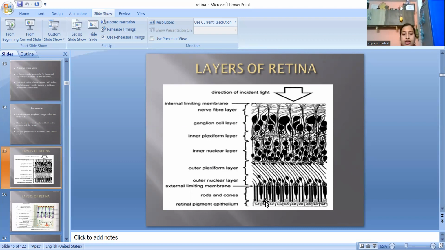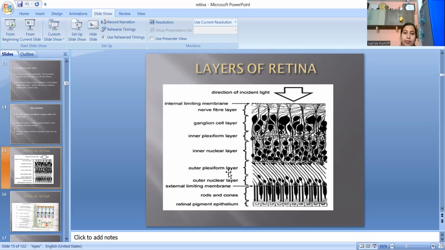Anytime you mention layers of any structure, you should always tell from inner to out or out to in. So these are the layers. The innermost layer is the internal limiting membrane and the outermost layer is the retinal pigment epithelium. After the retinal pigment epithelium, the choroid starts, with the choriocapillaris. So this is the outermost layer, and the innermost layer, where the light is incident, is the internal limiting membrane.